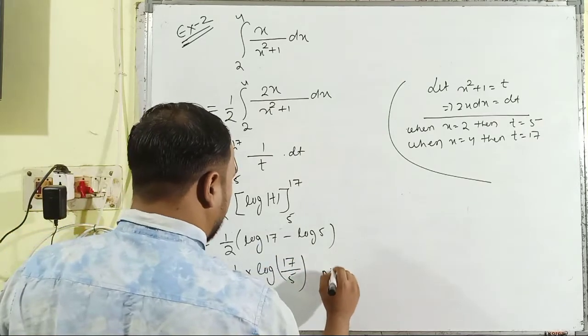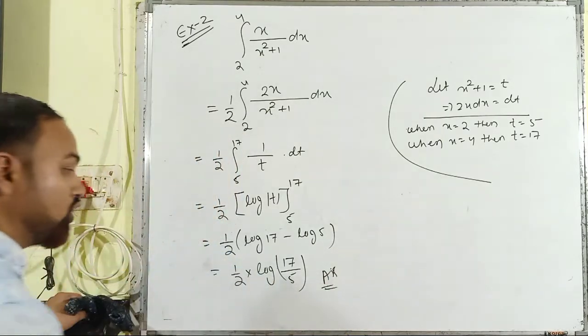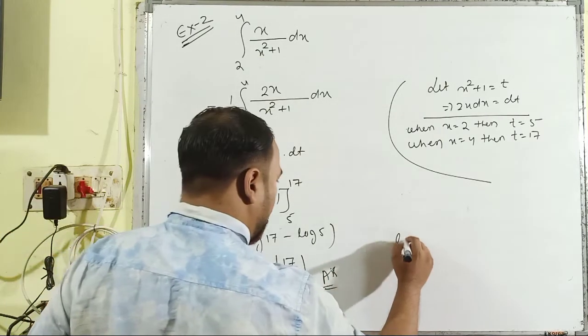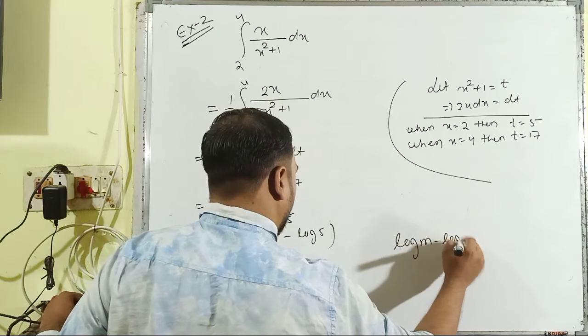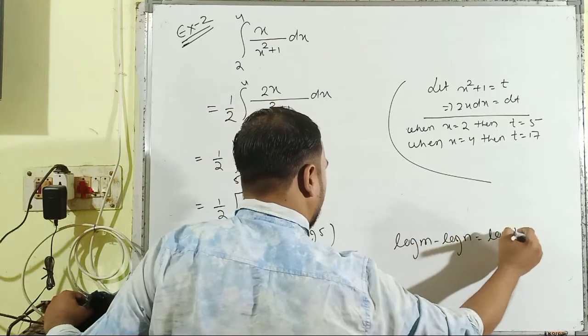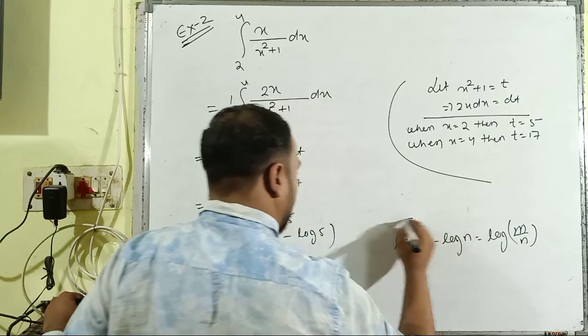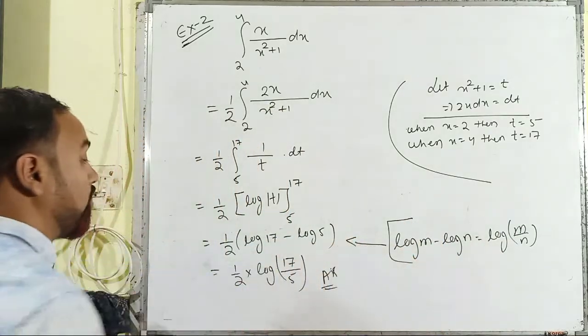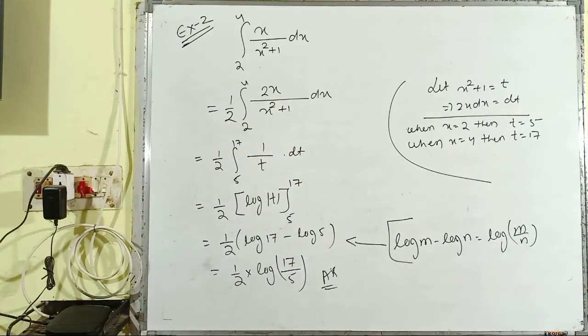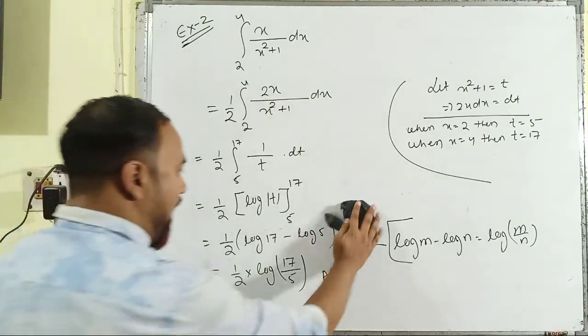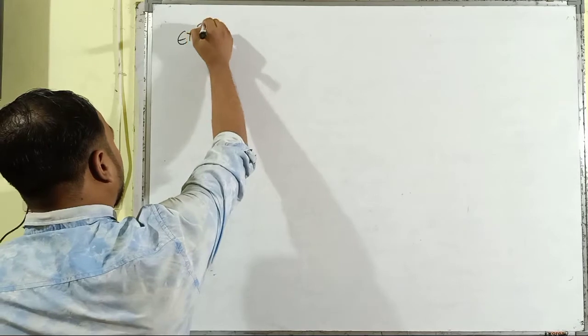As we know, this is the answer, because by using the properties of logarithm, log m minus log n is log m by n. So by using this property, we can find this answer. It is example number 2. Then moving towards example number 3.